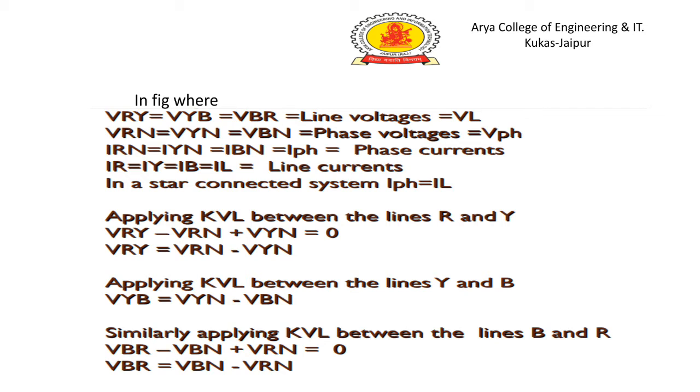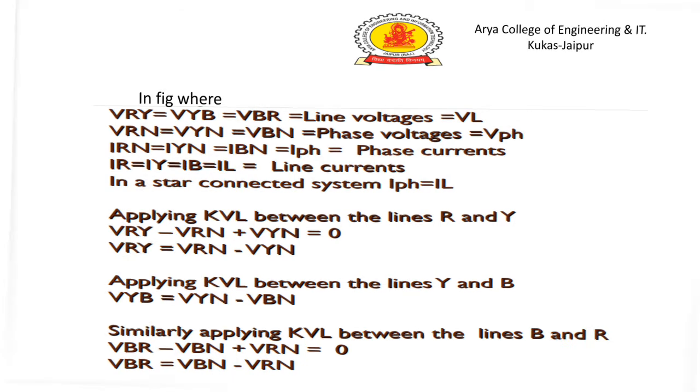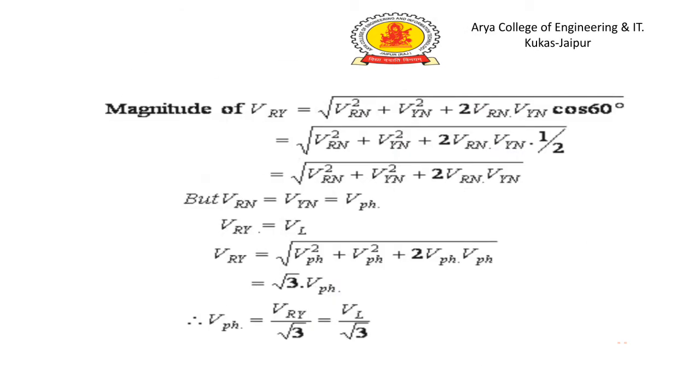Now we apply KVL between lines R and Y. Then VRY minus VRN plus VYN equals 0. Applying KVL similarly between Y and B, and B and R. Taking the magnitude of VRY from VRN and VYN with cos 60 degrees, this magnitude we have identified using a phasor diagram.